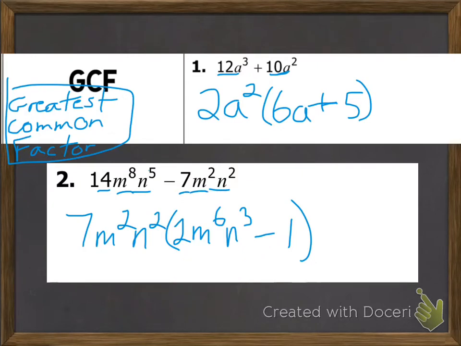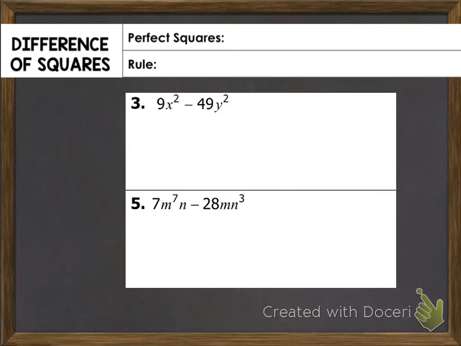Alright, and just a friendly reminder, when we are multiplying our numbers together, you actually add your exponents here. And then if we were dividing them, you would subtract the exponents. Alright, moving on. Now we're looking at difference of squares.